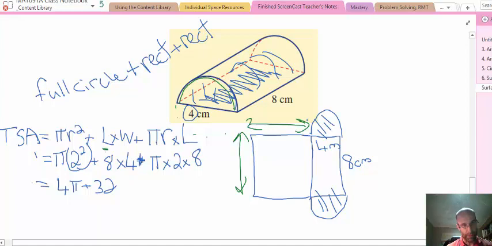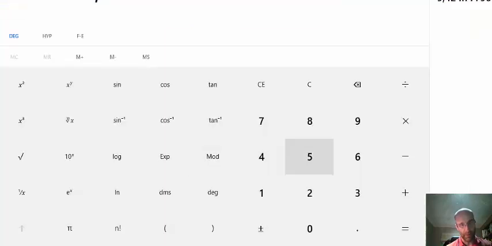Let me just correct that too. That looks like a multiplication, but it is a plus. Sorry about that. Plus 16 pi. 4 lots of pi plus 16 lots of pi is 20 lots of pi, plus 32, and we get our calculator if we want a decimal approximation.